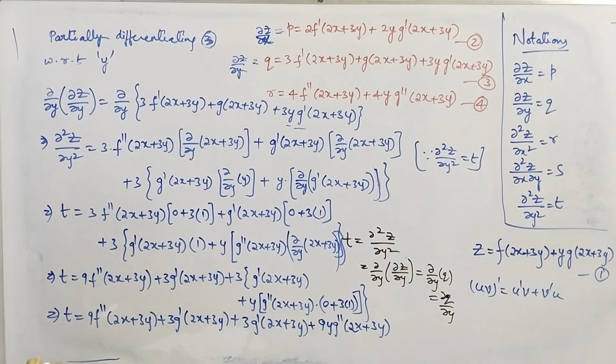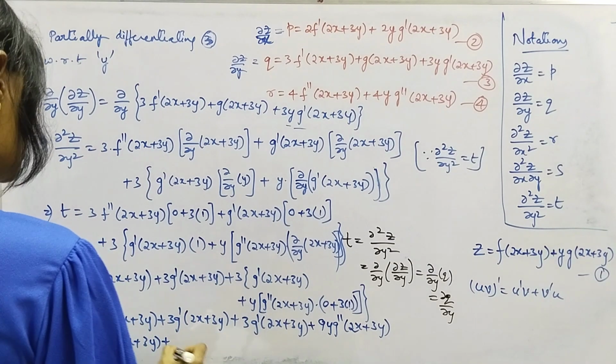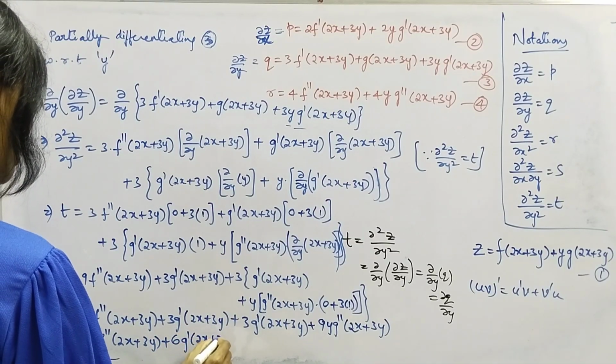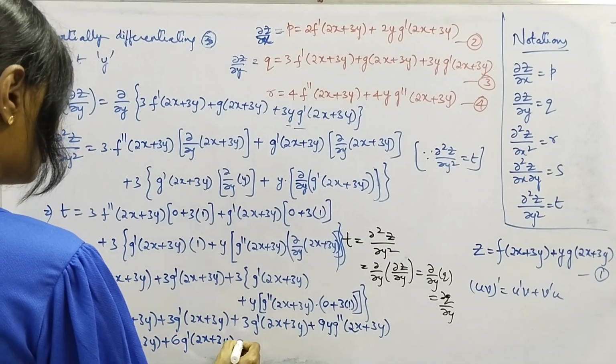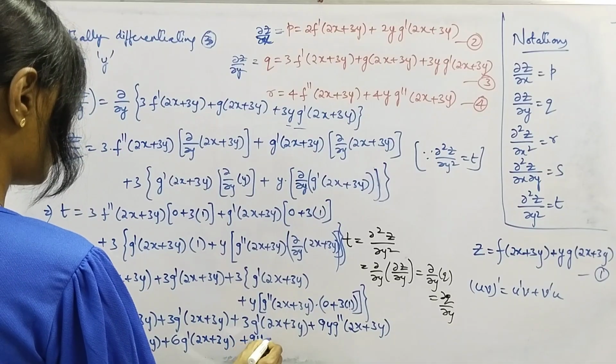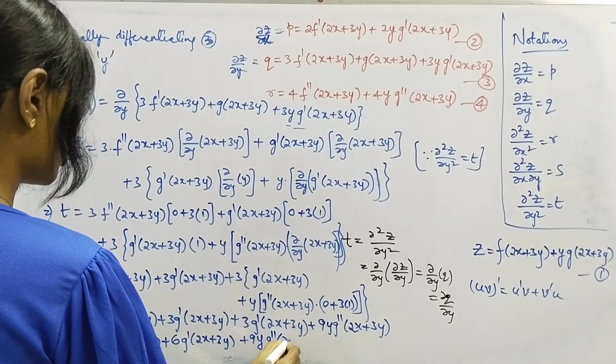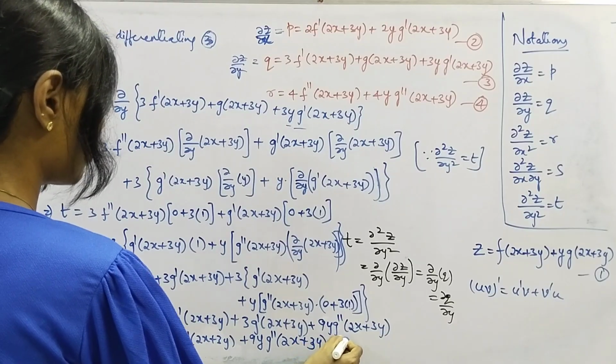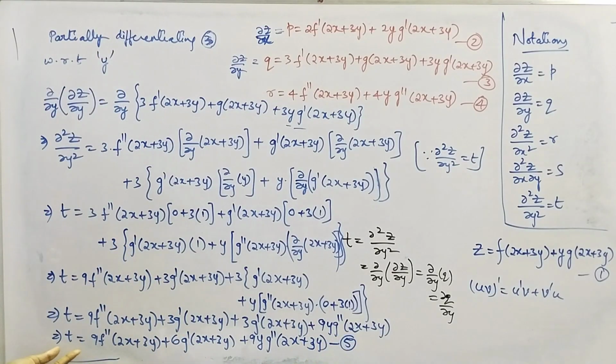Fine. Now this results to t equal to 9f double dash of 2x plus 3y plus 3g dash plus 3g dash gives 6g dash of 2x plus 3y plus 9y g double dash of 2x plus 3y. Consider as equation number 5. So this equation involves t.